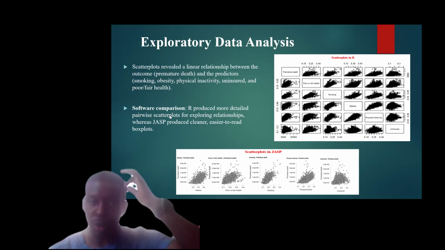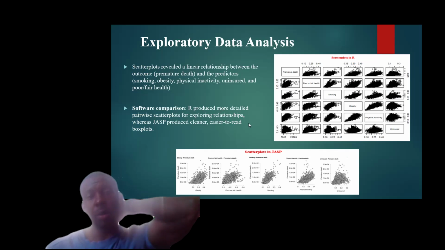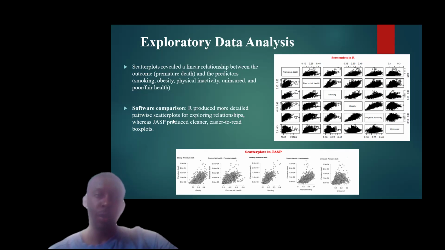We also did a software comparison. The R program produced more detailed pairwise scatter plots for exploring relationships, whereas JASP produced cleaner and easier to read plots. As you can see below here, using R, more data sets are combined, and here you can see more of a visual of the actual dots of the scatter plots that we use. JASP was a lot cleaner, as you can see below here.